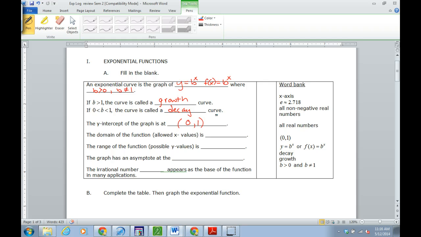The domain of the function, if you look at this graph, if I draw this for you right now, it looks something like this. So what are the possible x values? All real numbers. Okay? I always write it like that. It's the same thing. The double-sided. Okay? The range, the possible y values are what? Non-negative.